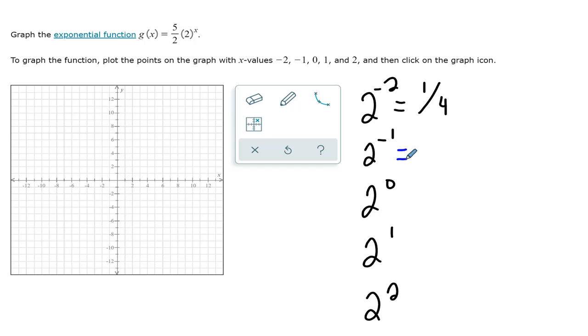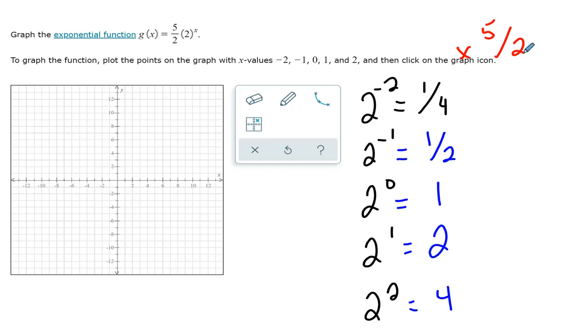I've got 2 to the negative first power, which is 1/2. 2 to the 0 is 1. 2 to the first is 2. And 2 to the second is 4. Now, I'm going to multiply every one of these problems by 5 over 2.